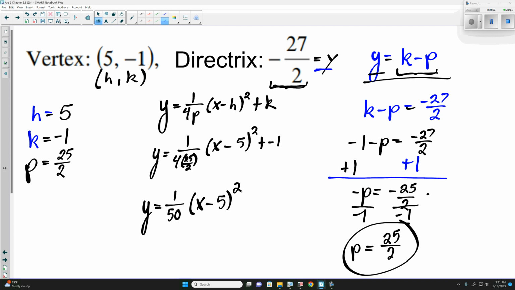Now inside the parentheses is going to stay x minus 5. So we're not going to leave it as plus -1. We're just going to rewrite it as -1. Questions on any of this here? Are you ready for the next one?